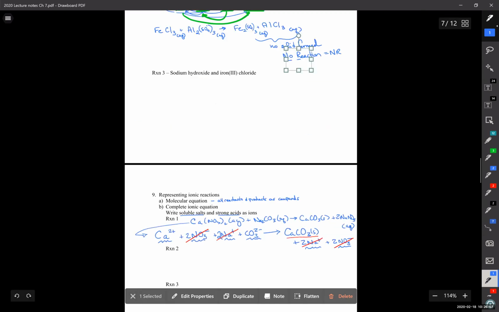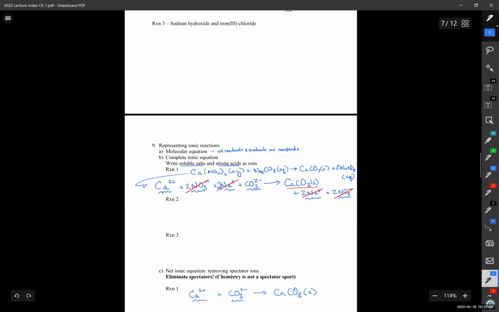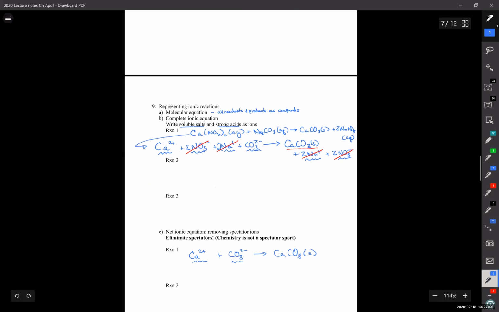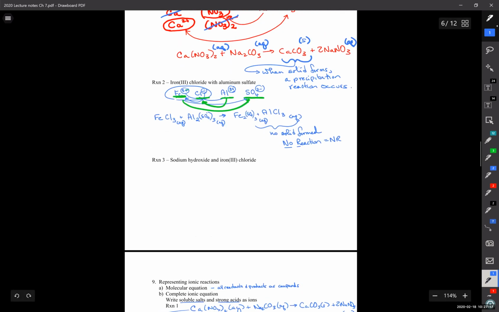Okay, so this is what we're going to do. You're going to do reaction 3 up here. Do the reactants and the products, and then write the states. And then you're going to write the complete ionic equation, the net ionic equation, then we're done for the day. Okay? Get the lights turned back up. And I'll leave this on in case people have questions I can write.